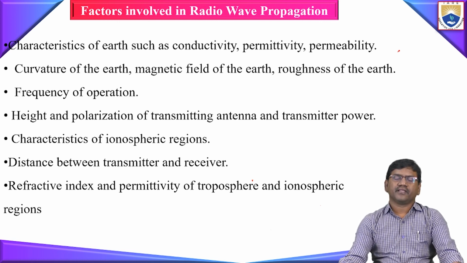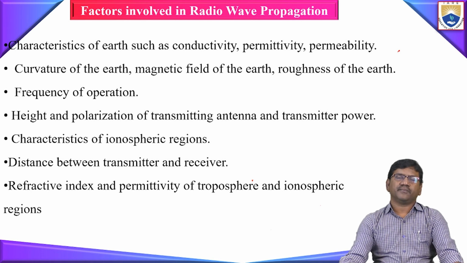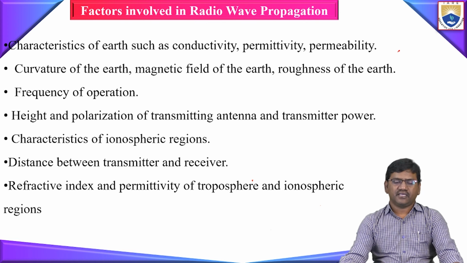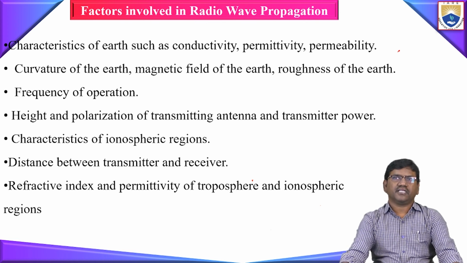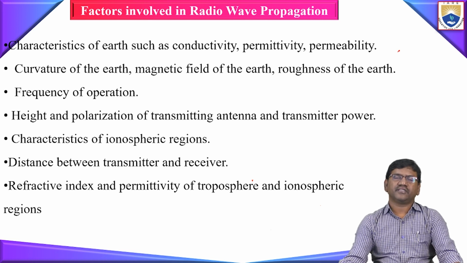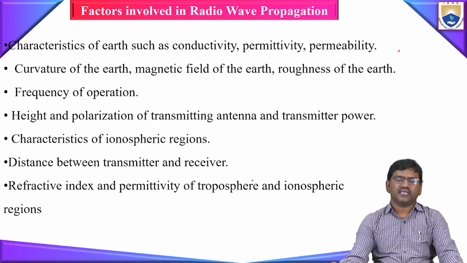Also, these are the different factors involved in the radio wave propagation: the curvature of the earth, the refractive index, the distance between the transmitting antenna and the receiving antenna, the polarization of the antenna, the roughness of the earth, the permeability, and the atmospheric conditions. All these are the general conditions which reduce the signal strength between the transmitting antenna and the receiving antenna. So let us end the session today.